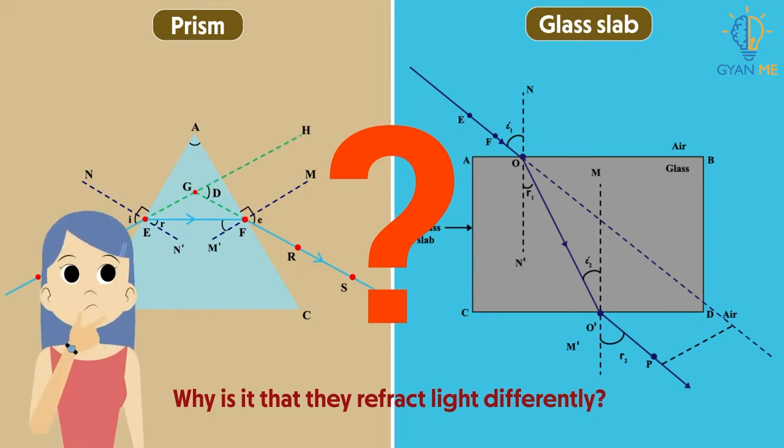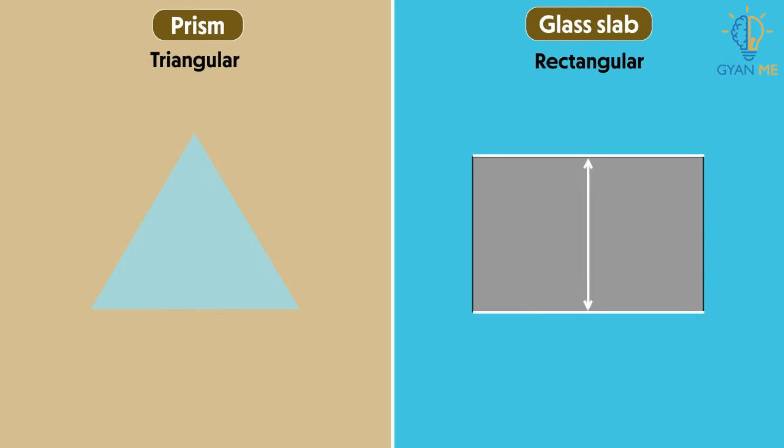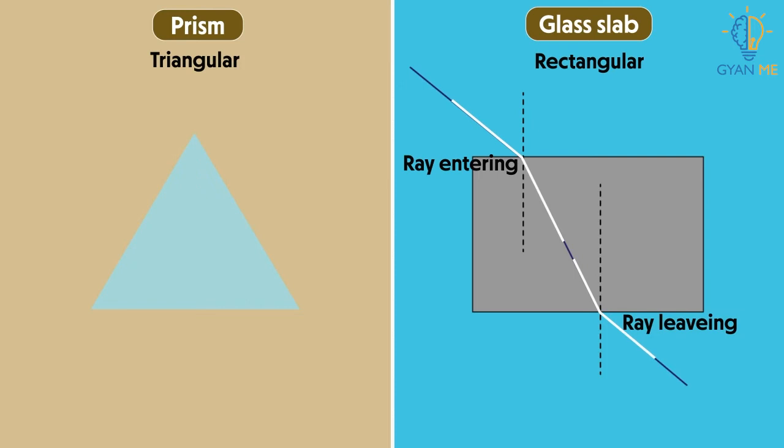Pause the video and think about it. Okay, it is very simple. You'll get the answer even if you gaze at both of them for a second. Could you? Yes, it is due to the difference in their structures. You can see a glass slab has parallel refracting surfaces. So any refraction that takes place upon entering the slab is reversed upon leaving.